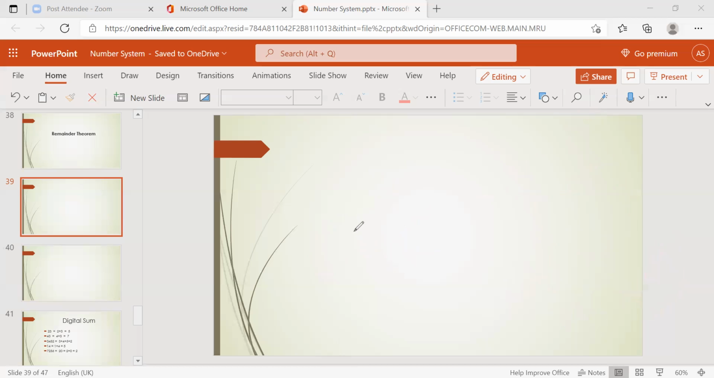Now, I'll give one more question. So 257 power 1008 by 64. Now, how you can write this one? See, how you can write this one? Try to solve this one.